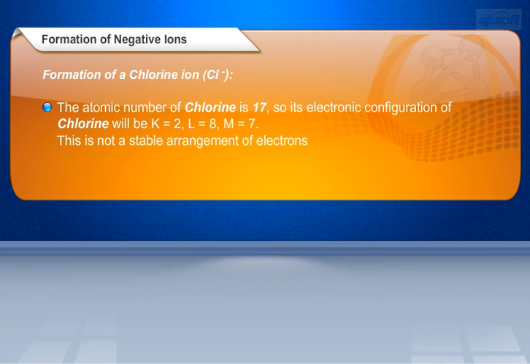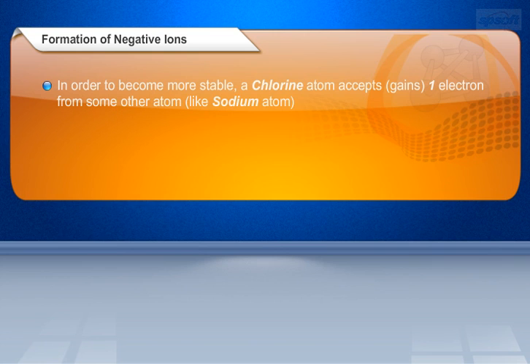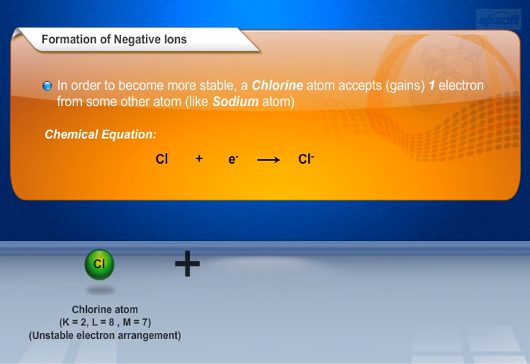For example, let us see the formation of the chloride ion. The atomic number of chlorine is 17, so its electronic configuration will be K equals 2, L equals 8, M equals 7. Chlorine doesn't have a stable arrangement of electrons. In order to become stable, the chlorine atom accepts 1 electron from some other atom, like a sodium atom.